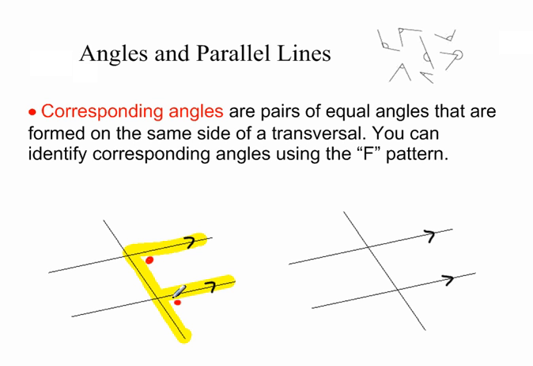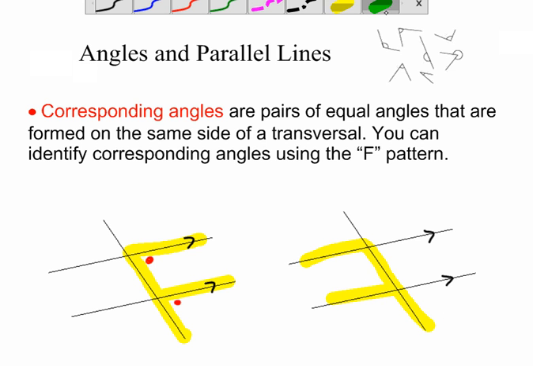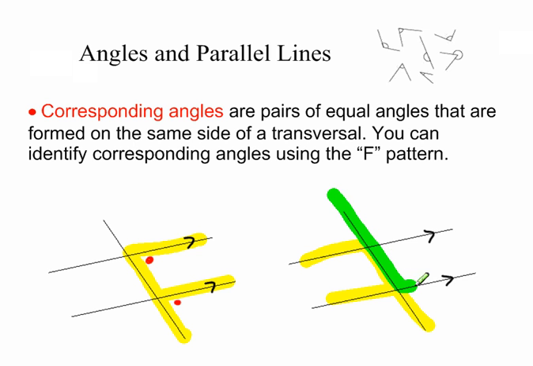Now again, your F doesn't have to look exactly like an F. It could be a backwards F, like that. It could actually also be an upside down F. For example, this is also an F. So just keep that in mind when you're finding the angles.